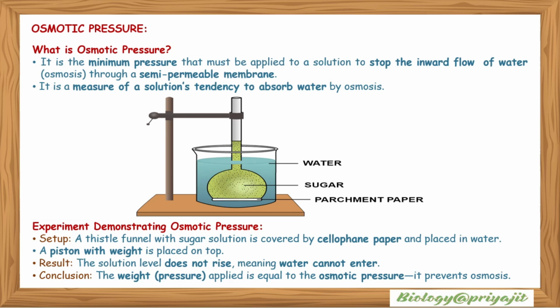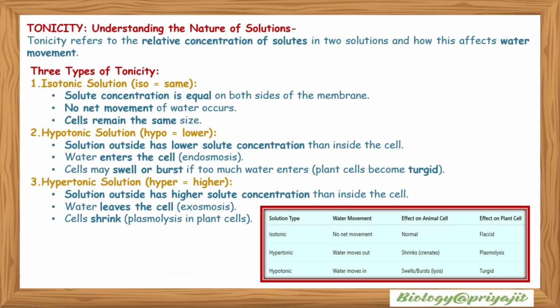Experiment demonstrating osmotic pressure. A thistle funnel with sugar solution is covered by cellophane paper and placed in water. A piston with weight is placed on top. Result: the solution level does not rise, meaning water cannot enter. What is the conclusion? The weight or pressure applied is equal to the osmotic pressure. It prevents the process of osmosis.